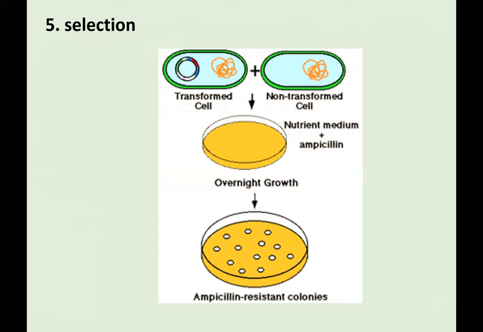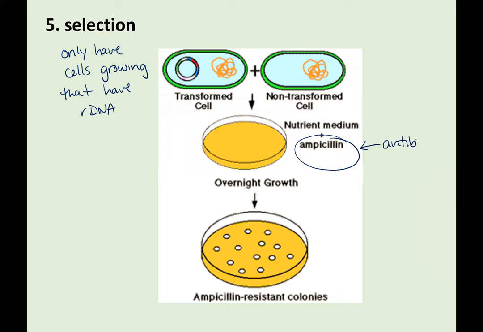So selection is the next step, and this is where you want to only have growing the cells you transfected that have the recombinant DNA. So you can imagine that when you're doing electroporation or heat shock, some cells get the plasmid, some don't. And this is where your antibiotic resistance comes in. So you'll have your nutrients for the cells plus this antibiotic. And so non-transformed cells are going to die because they don't have the recombinant. And the transformed cells with that, say, ampicillin resistance gene are going to live.